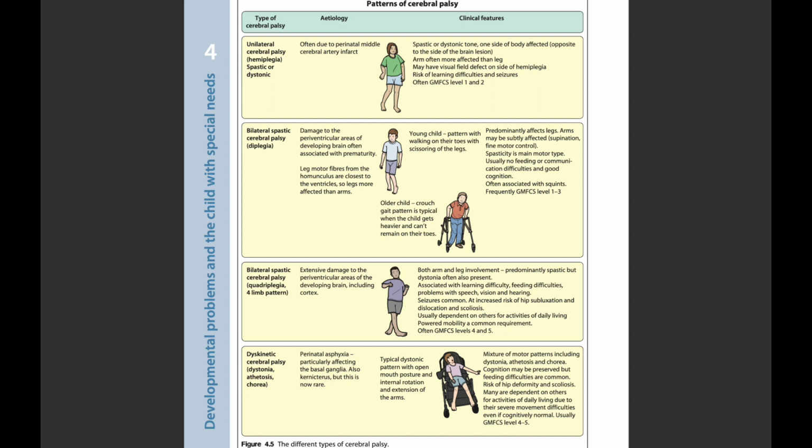Powered mobility is a common requirement. Often GMFCS levels are 4 and 5. Level 4 of the GMFCS, which is the gross motor function classification system, is self mobility with limitations, may use powered mobility. Level 5 is transported in a manual wheelchair.